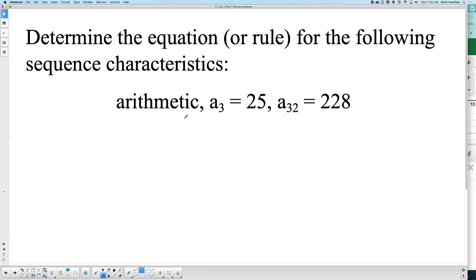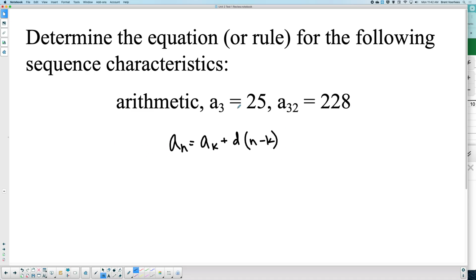Okay, how about the next one? It tells us this sequence is arithmetic. A3 is 25, A32 is 228. So let's start this. Since I can't find a common difference, since they're not next to each other, I better use the formula from the get-go. What was my formula again? An equals Ak plus d times (n minus k). There you go. Okay, that's your formula.